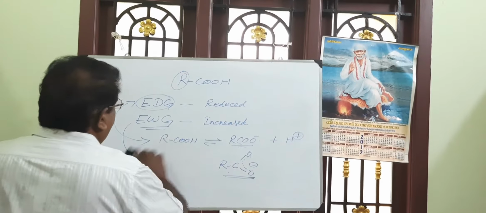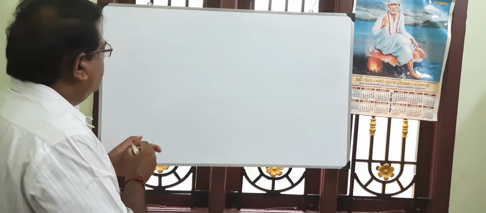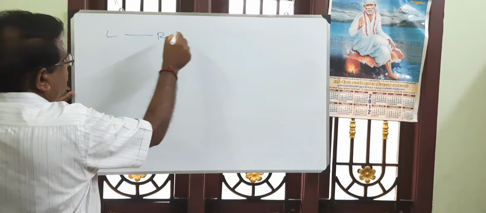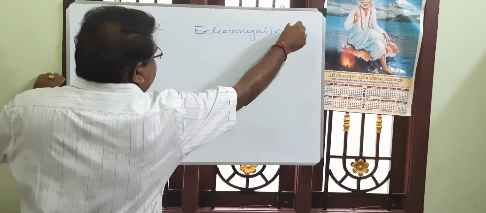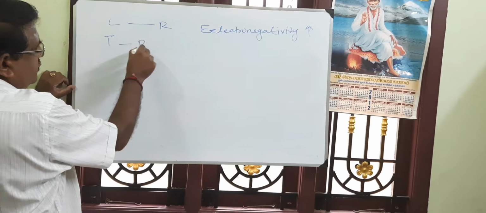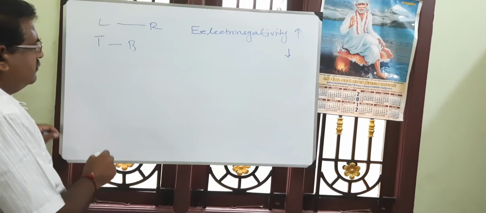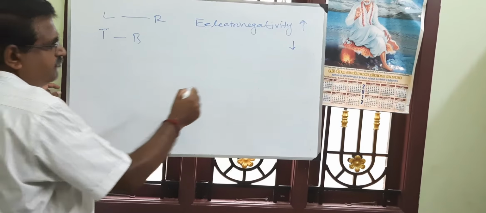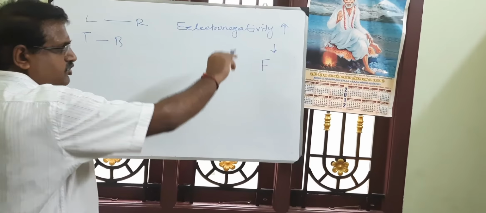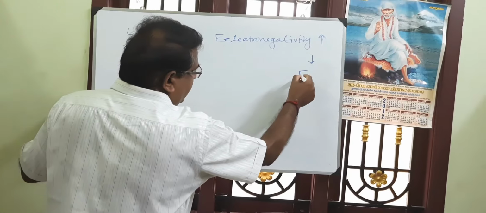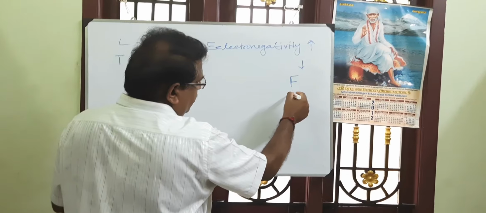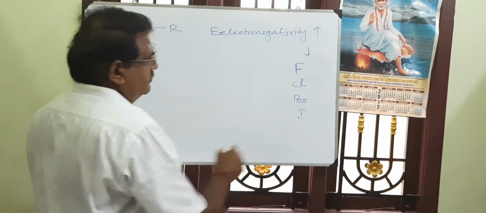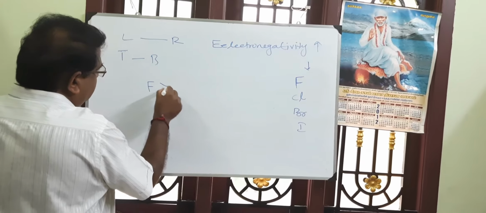Now let's see the electron donating groups and the electron withdrawing groups. In general, in the periodic table, when you move from left to right, the electronegativity increases. When you move from top to bottom in the periodic table, electronegativity decreases. In the periodic table, fluorine is the element present on the top right. So fluorine is the most electronegative element we know to date. Now, fluorine belongs to the halogen group. What are the elements in the halogen group? Fluorine, chlorine, bromine, iodine, and so on. The electronegativity of fluorine is much higher than chlorine.